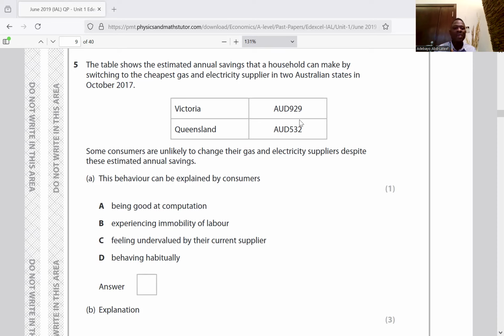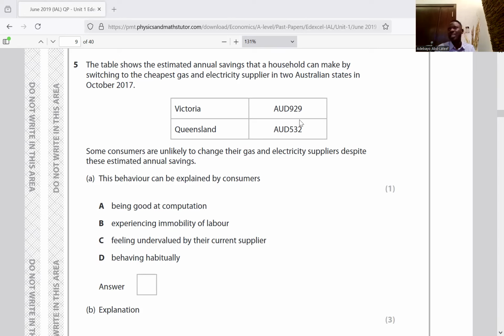This behavior can be explained by consumers: A, being good at computation. If they are good at computation, they will understand that the figure is reduced, so they are supposed to switch. B, experiencing immobility of labor. Immobility of labor occurs if workers are unable to switch from one occupation to another, or they are unable to move from one location to another. That's immobility of labor.